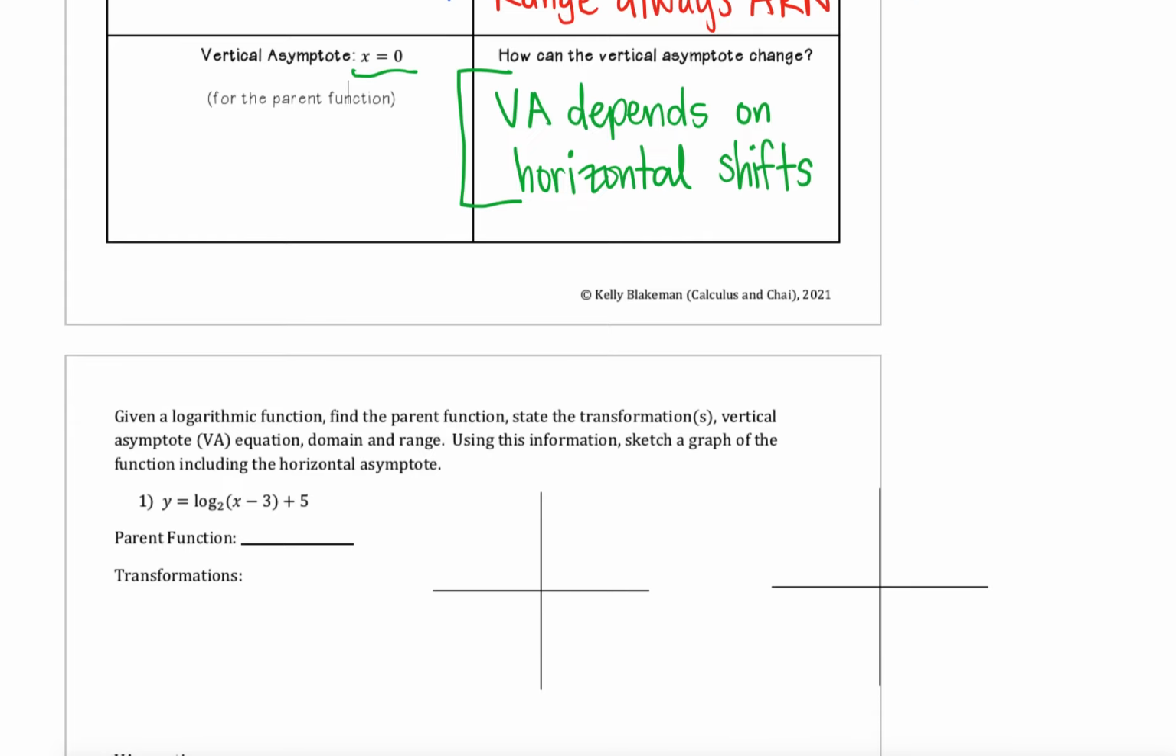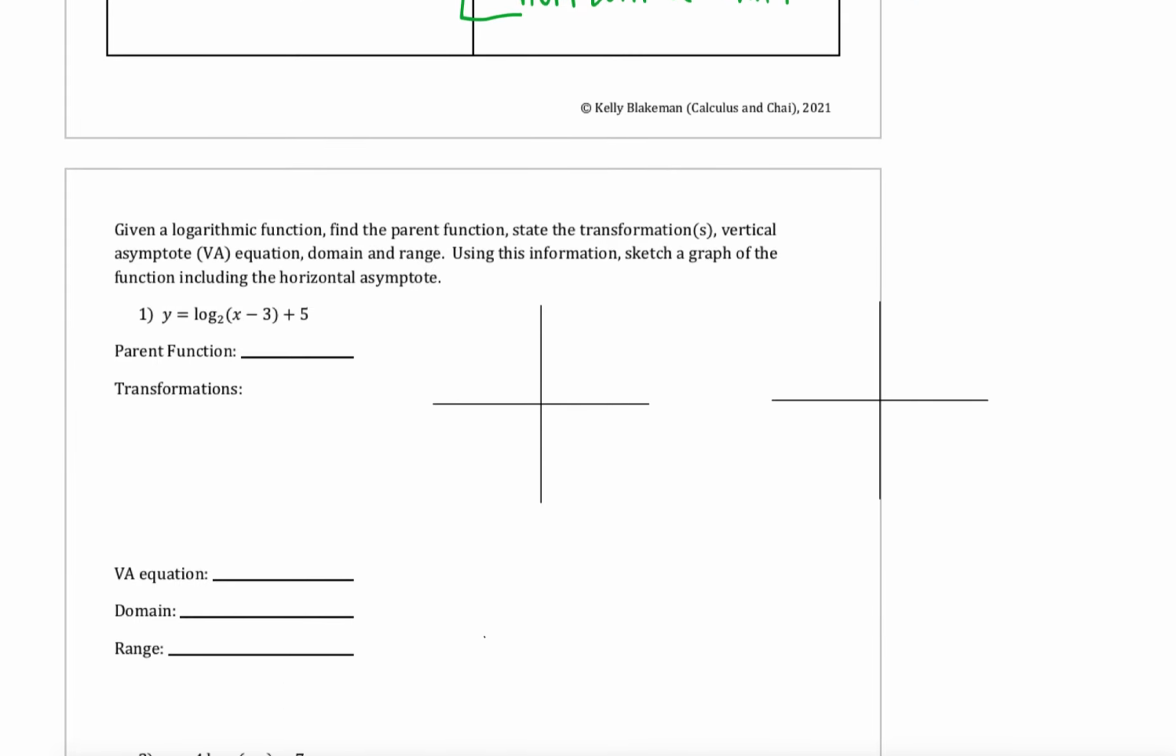Let's look at some examples. These examples are going to be similar to what we did when we graphed exponential functions. We're going to find the parent function, the transformations. We want to find the equation for the vertical asymptote. We want to also find the domain and the range, and we're going to use this information to sketch a graph. I do notice I have one typo in here. This should say, using the information, sketch a graph of the function including the vertical asymptote, since we now have a log function. So make sure you change that in your notes.